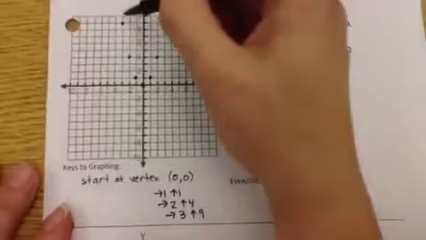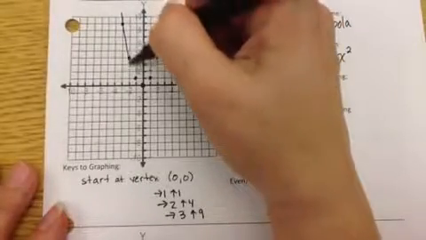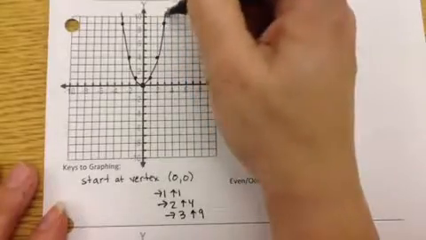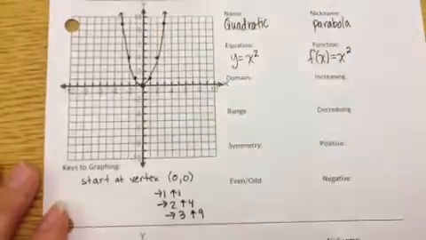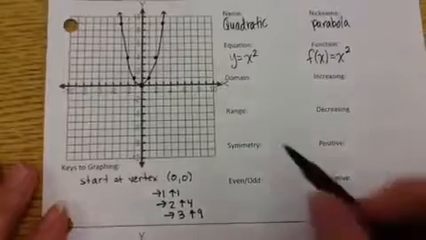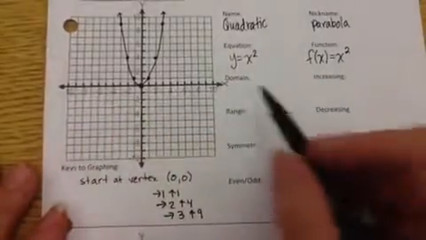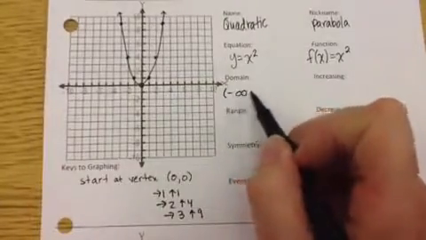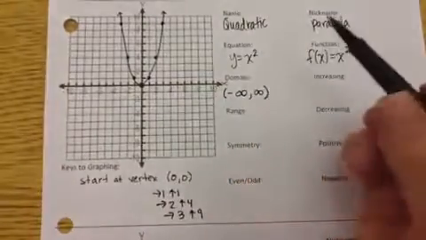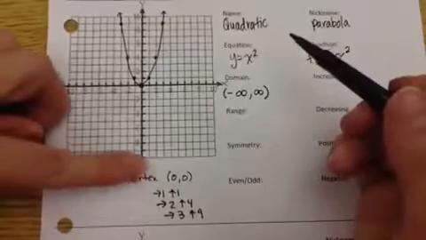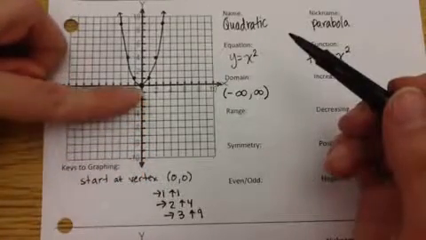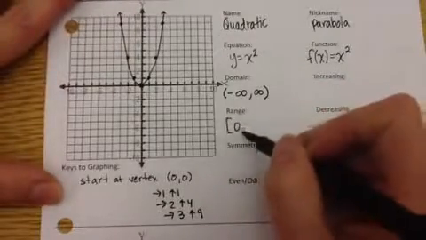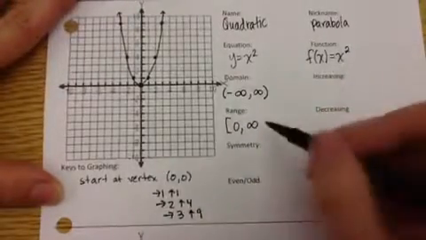Then we want to connect those dots with a smooth curve that is not pointed at the end. Go all the way to the edge of your graph paper and get arrows on there. The domain for this function was negative infinity to infinity as we scan left to right. And for the parent function, the range, as you go from bottom to top, starts at 0 and goes to infinity. So the range was 0 to infinity.